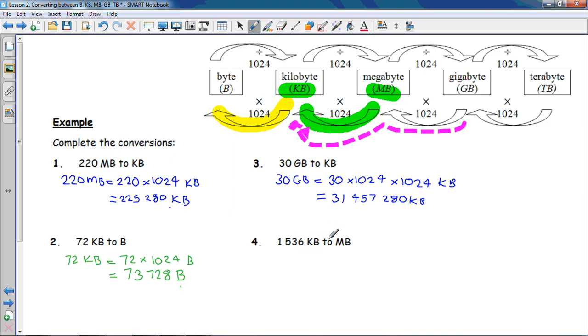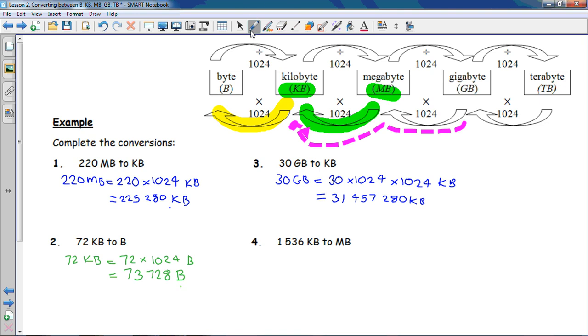Now we're going from kilobytes to megabytes. So this time we are going backwards. A megabyte is a larger unit of storage, so we're going to divide. So far, we've multiplied because we're going to smaller units. A kilobyte is smaller than a megabyte. A byte is smaller than a kilobyte. A kilobyte is smaller than a gigabyte. But here, a kilobyte is smaller than a megabyte. A megabyte is larger than a kilobyte, so we're going to divide. If you get confused, you can always just follow those arrows.